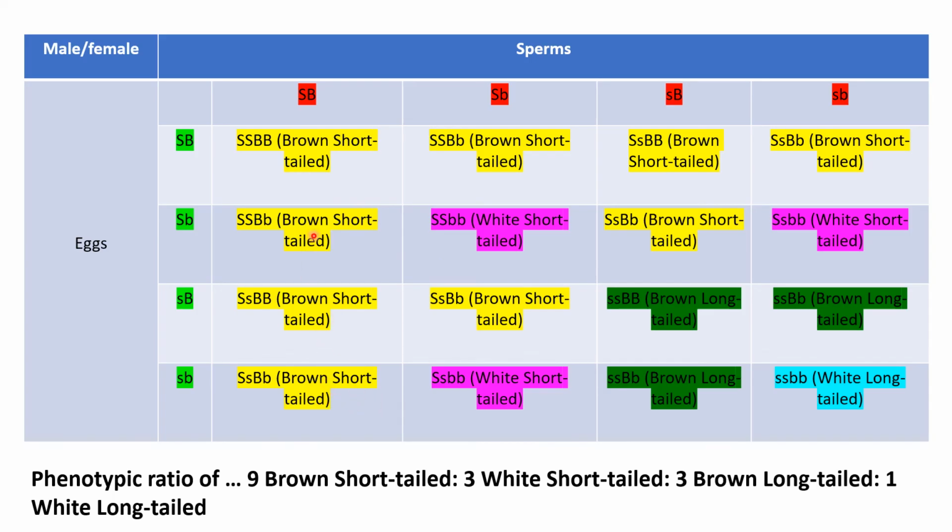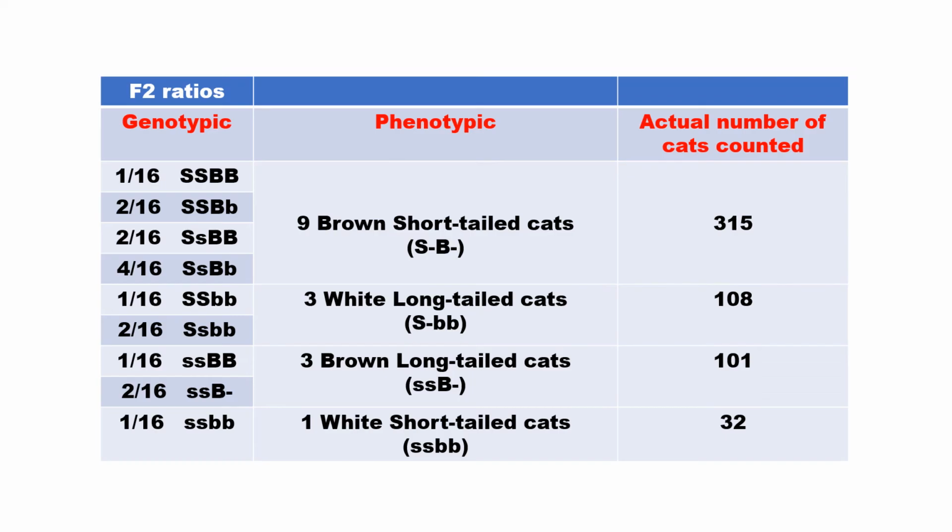So we have 1, 2, 3, 4, 5, 6, 7, 8, 9 brown short tail. We have 1, 2, 3 white short tail. We have 1, 2, 3 brown long tail and 1 white long tail. So that's the phenotypic ratio, 9:3:3:1. So these are the genotypes and the individual ratios of the genotypes. These are the phenotypic expression of the genotypes, and these are the actual numbers.